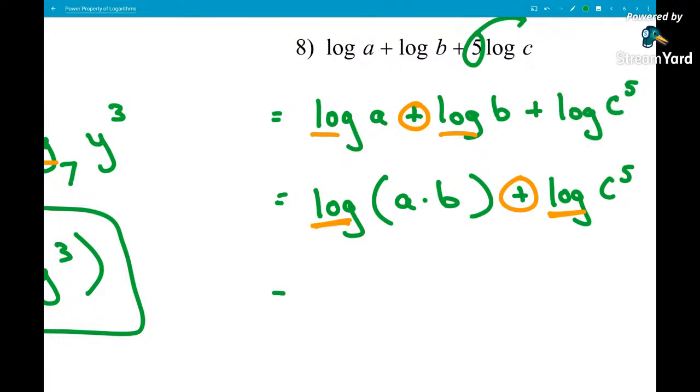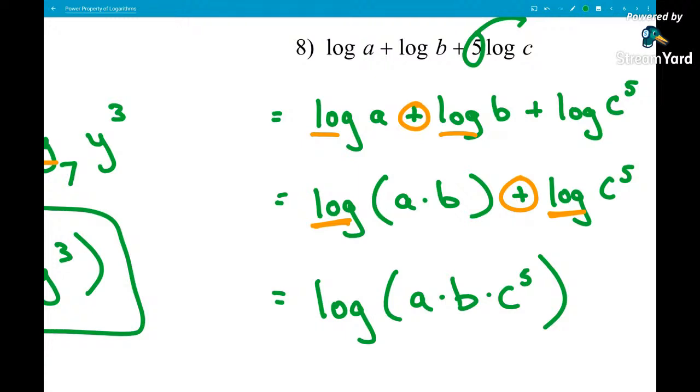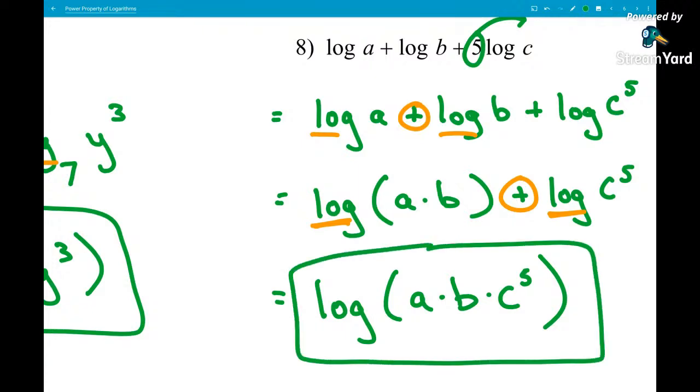What do you mean, do it again? You multiply it all together: log of a times b times c to the 5th. Done. All right. Could we have gotten there a little bit quicker?